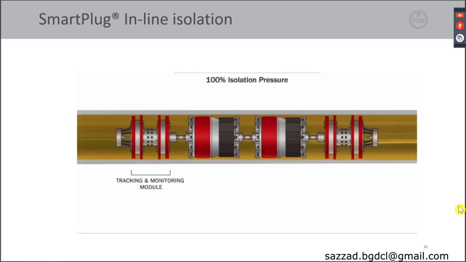This is an animation, so I try to speak a little bit slow so the animation can catch up.